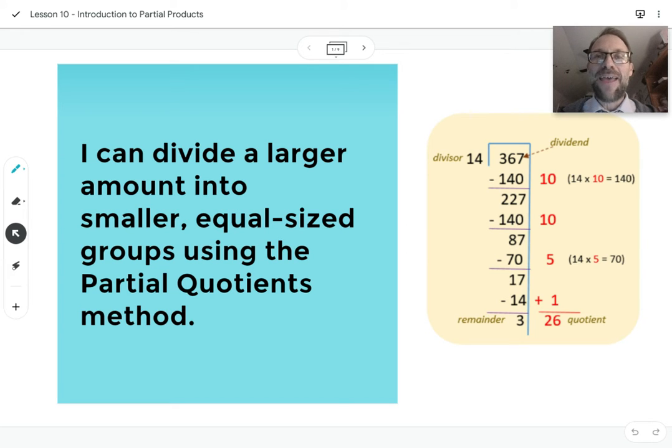Welcome to today's math lesson on partial quotients. Today's learning target: I can divide a larger amount into smaller equal-sized groups using the partial quotients method.